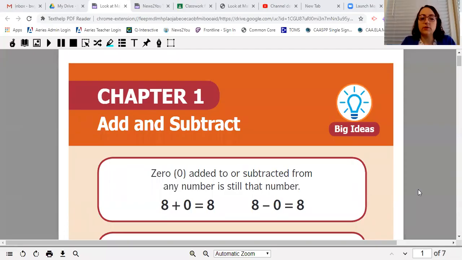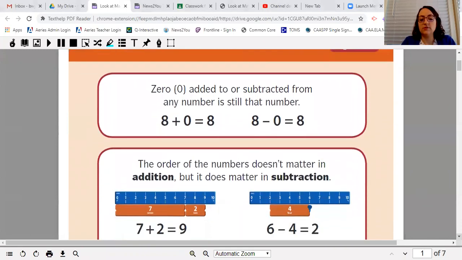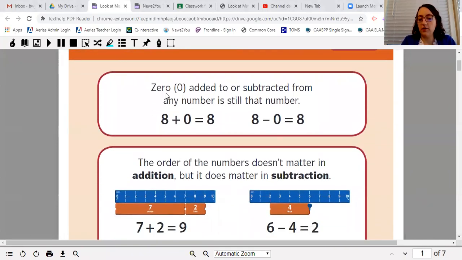Hey guys, we're going to go through and do some addition and subtraction worksheets, all right? So here first is the beginning of our chapter 1. It's going to go through and give us some vocab words.